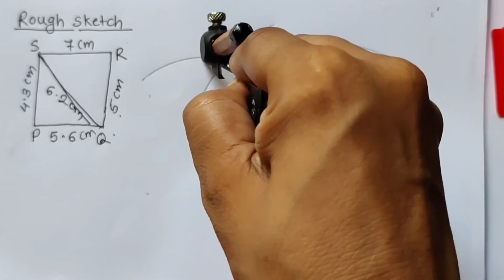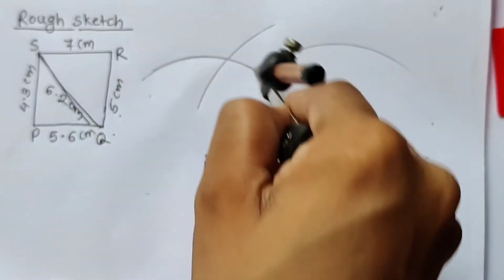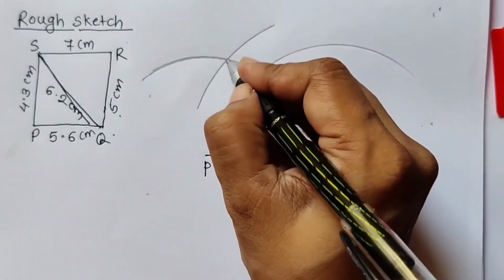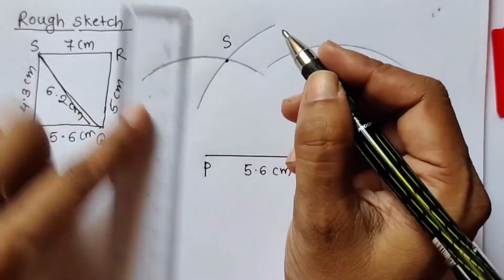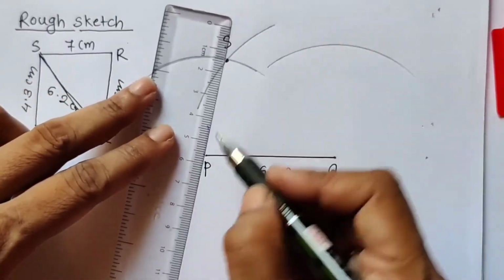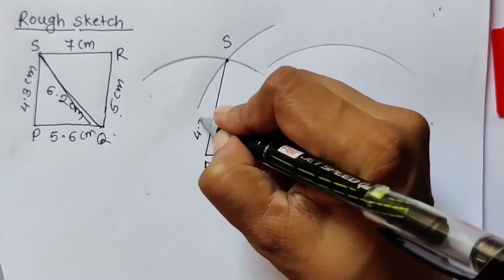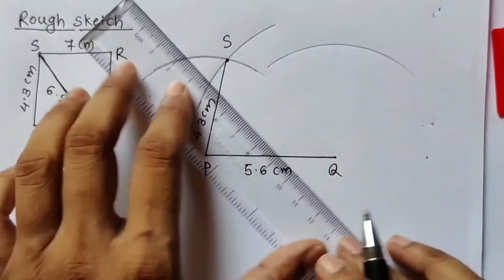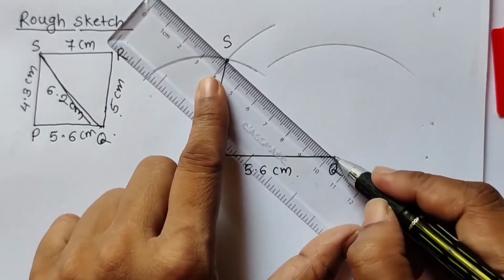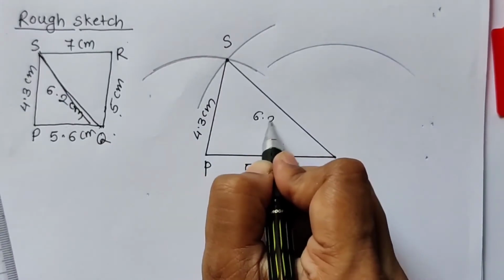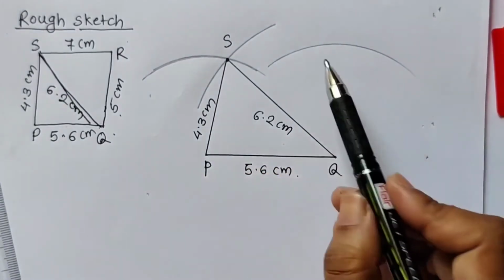Now see. In this way we can fix point S here. This is our point S, and this we have drawn at 4.3 centimeter. This is 4.3 centimeter. QS is 6.2. Now we have to fix this point R.